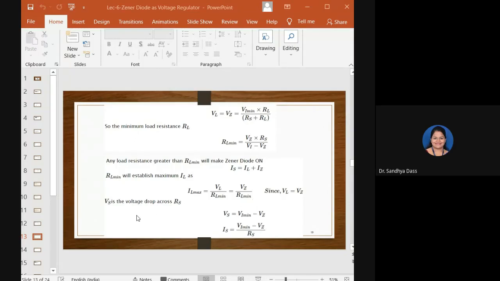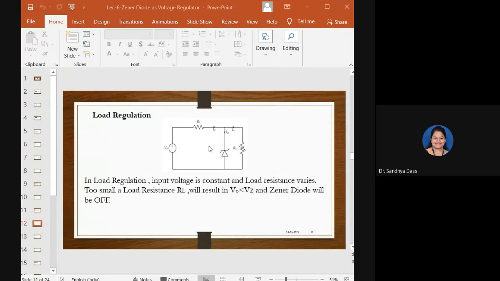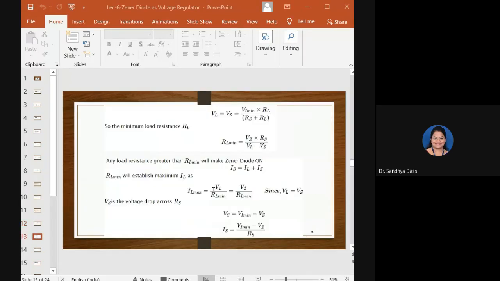The voltage drop across RS is nothing but Vs, what we have in the circuit. So according to Kirchhoff voltage law, Vs is equal to Vi minimum minus Vz. Okay, you can take it as Vs, or the names can be varied there.